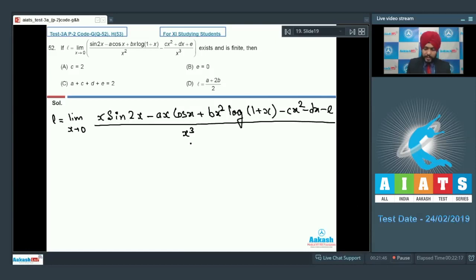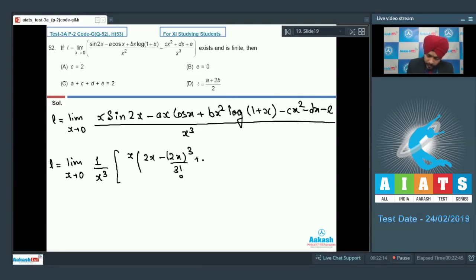So for cos x, for sin 2x, for log of 1 plus x, let us use expansions. L is limit x tends to 0, 1 upon x cube whole multiplied by x into, the expansion of sin x is x minus x cube by 3 factorial plus x power 5 upon 5 factorial. I need the terms up to x cube only, so I'll write 2x minus 2x whole cube by 3 factorial plus so on till up to infinity. So the rest terms are not required anyhow.